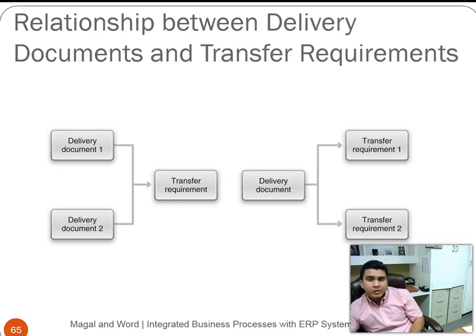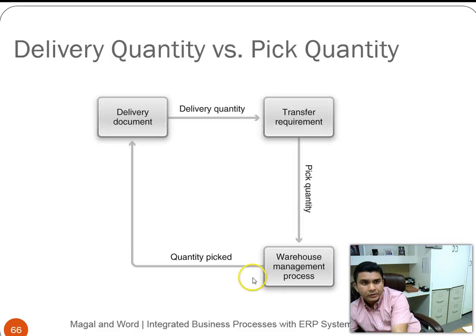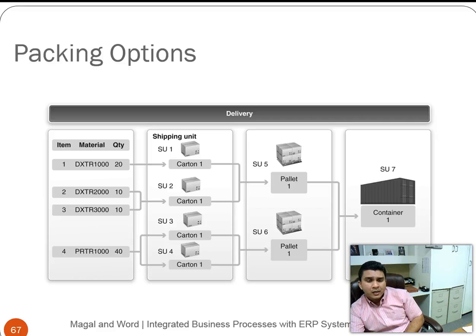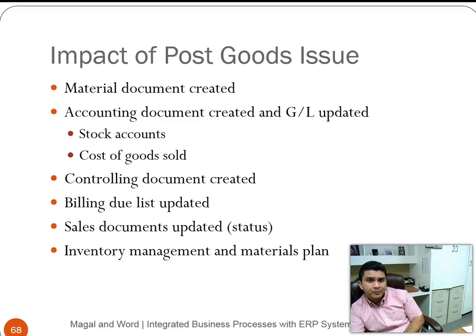Then the transfer documents, the relationship between the transfer documents, delivery quantity versus picking quantity. Of course, they have to match. The delivery quantity and the pick quantity have to be matched, because what you deliver versus what you pick, there has to be a match. So if you need to deliver 10 items, you need to pick that many items, and this basically shows you the process. The packing options, of course.